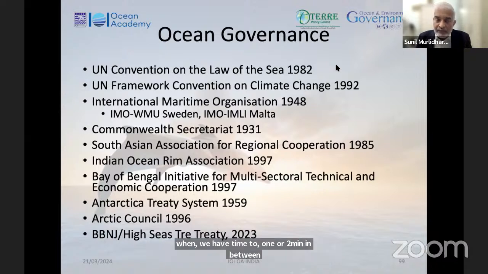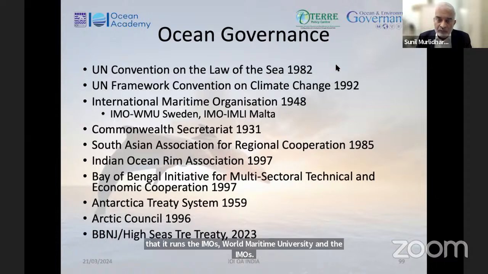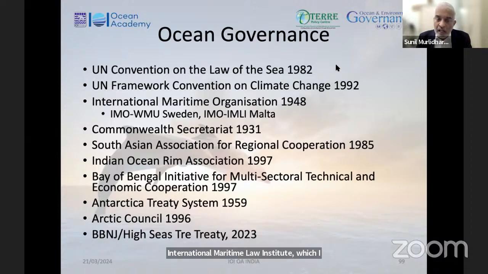The International Maritime Organization that I mentioned to you last time, established in 1948, came into existence in 1958. And I mentioned the two universities that it runs, the IMO's World Maritime University and the IMO's International Maritime Law Institute, which I mentioned yesterday. Commonwealth Secretariat was formed in 1931, that being our colonial masters, Britain, which used to rule. Well, they said that the sun didn't set in the British Empire. So it was as vast as that, right from east to west, all over the world. So Commonwealth Secretariat was established in 1931, still exists, has, I think, 56 members now, recently expanded by about four or something like that.